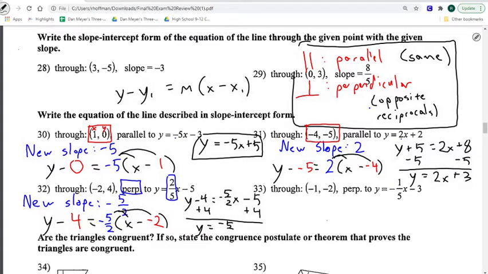So we have negative 5 halves x minus 1. So again, the key part is getting this new slope being the opposite reciprocal. Change your sign, flip a fraction. So on 33, if you haven't already, pause for a second and think about what our new slope is going to be.